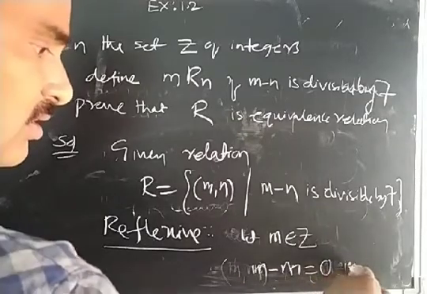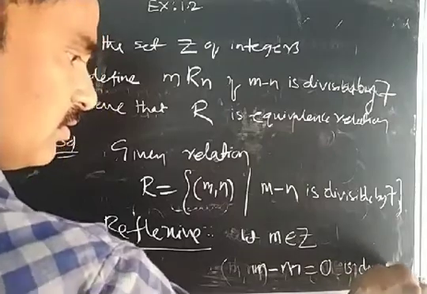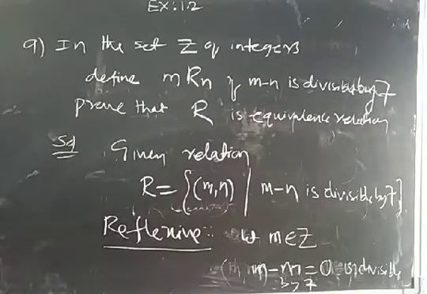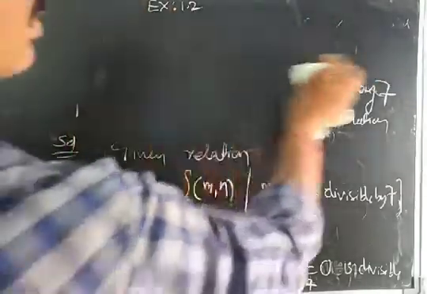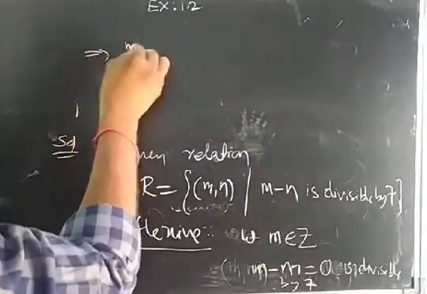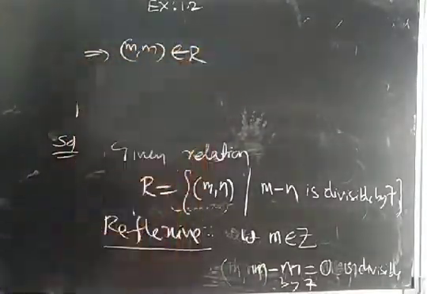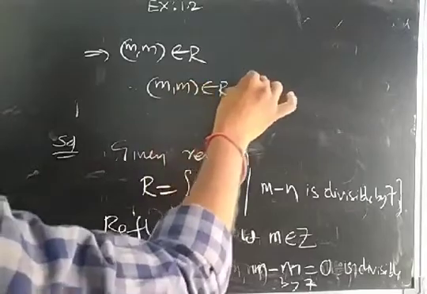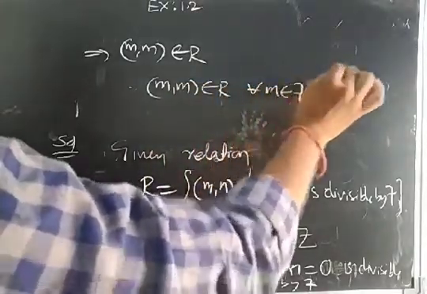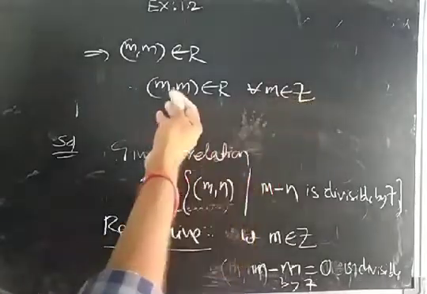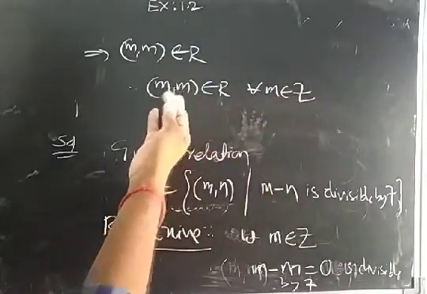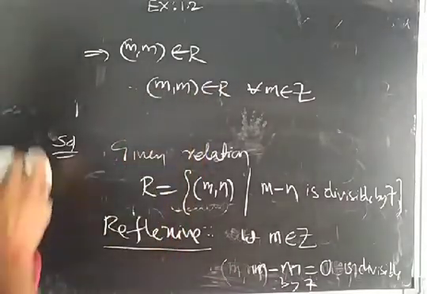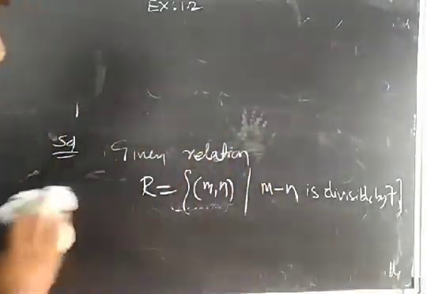Yes, 0 is divisible by 7. So if 0 is divisible by 7, you can write (m, m) belongs to R. Therefore (m, m) belongs to R for all m belongs to Z. You can take any integer and construct an ordered pair with the same element that will satisfy the given relation rule. So you can write (m, m) belongs to R. Now it is reflexive, therefore R is reflexive.